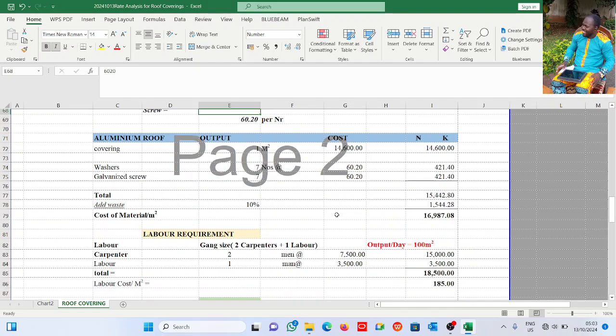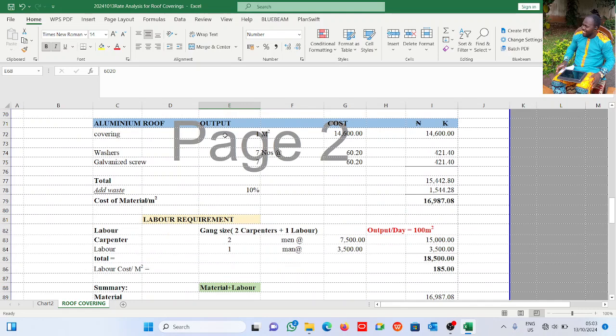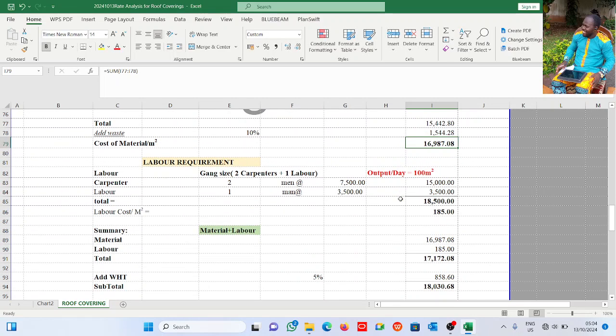Alright, we'll bring them to the analysis sheet. The covering per square meter is 14,600 naira. We add the washers and we add the screws. Alright, this gives us this. Then we'll add the cotton waste. That gives us the material cost.